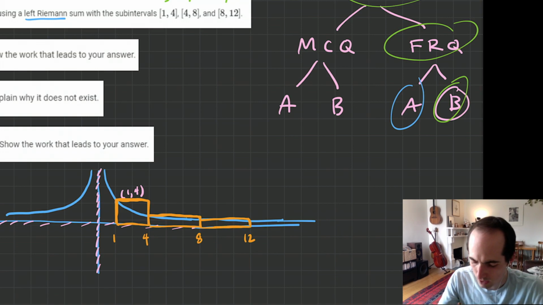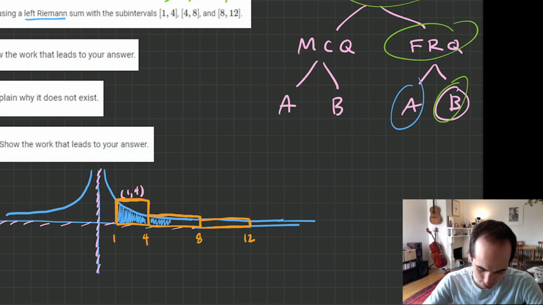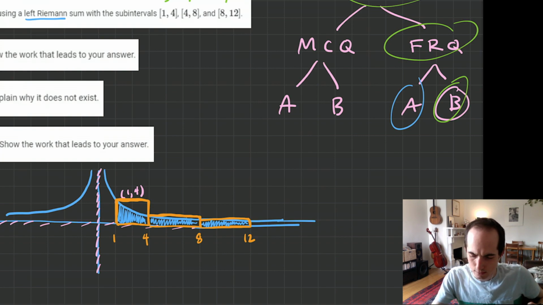So the thing that we're asked to approximate is the actual integral from 1 to 12. And that actual integral is this sort of shaded area here, right? It's the area underneath this curve. But we aren't going to calculate it exactly. We're going to instead approximate it by calculating the area of these boxes.